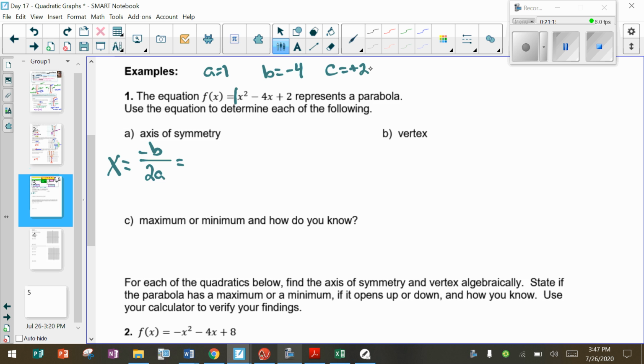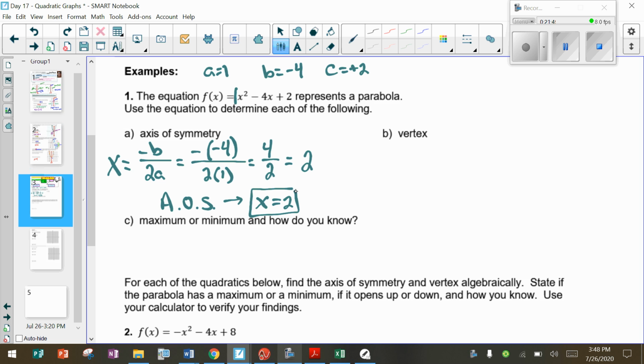According to the formula for the axis of symmetry, we need to negate the b value of negative 4 and divide it by 2 times the a value of 1. So negating negative 4 turns it into positive 4. 2 times 1 is 2. And then 4 divided by 2 is 2. So our axis of symmetry is the vertical line where x is equal to 2.